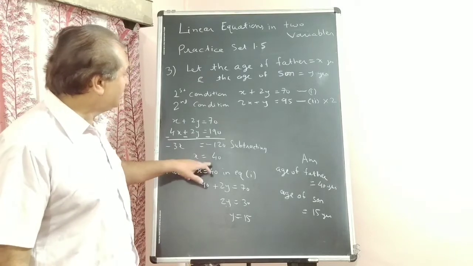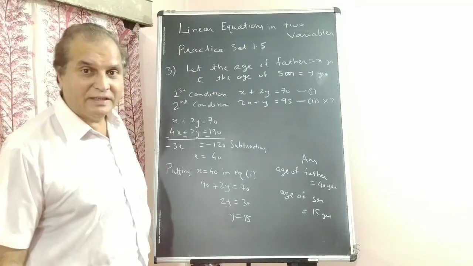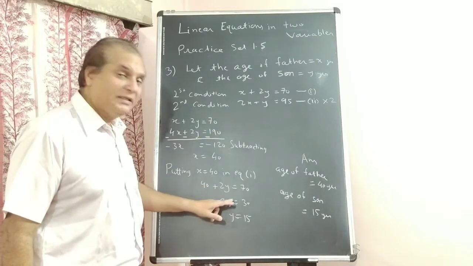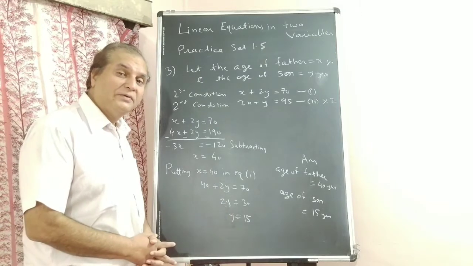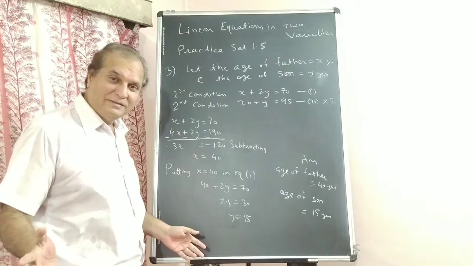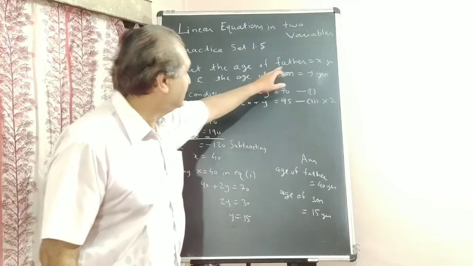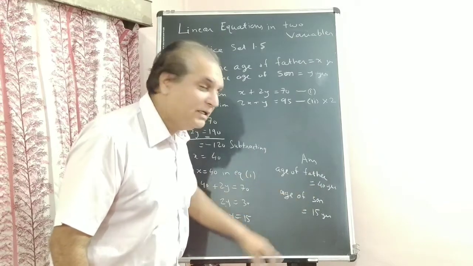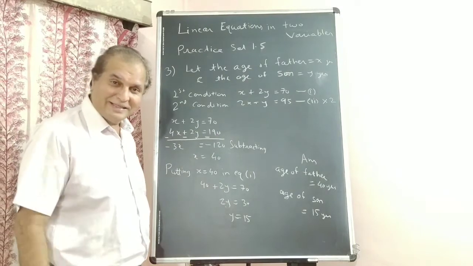Putting x equal to 40 in equation 1, 40 plus 2y equal to 70. 40 shifting that side, 2y equal to 70 minus 40, that is 30. 2y is 30, y equal to 15. Understood? So simple? Okay, now write the answer. X was age of father and y was age of son. So age of father 40 years, age of son 15 years is the answer. We'll go ahead with the next one.